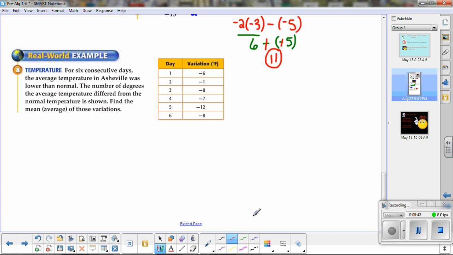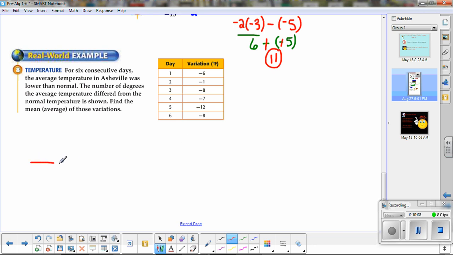Our last example says, for 6 consecutive days, the average temperature in Asheville was lower than normal. The number of degrees the average temperature differed from the normal temperature is shown. Find the mean or average of those variations. To find the average, you add up all of your numbers and divide by the total number of numbers.